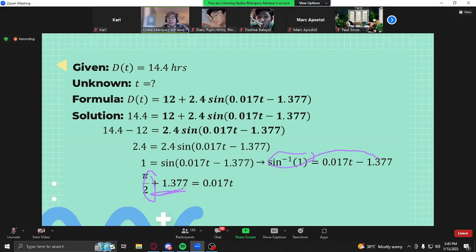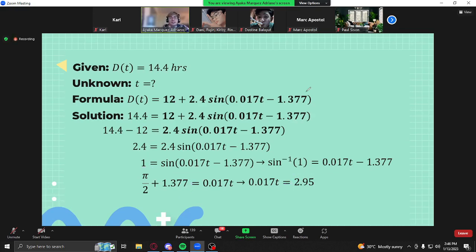So, magiging siyang positive 1.377. And then ito. Combine natin yan ng pi over 2 at saka 1.377. So magiging siyang 0.017t. So when you combine this one, substitute pi over 2 plus 1.377, that will be 2.95.